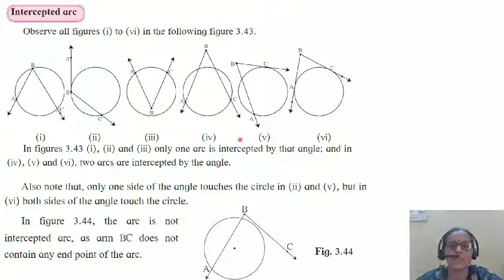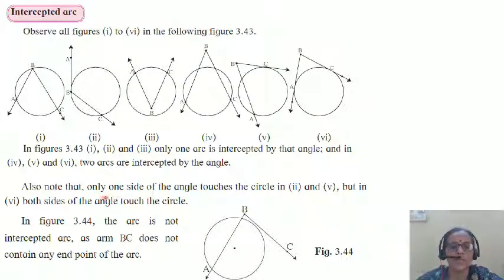And in figure number 4, 5 and 6, observe arc AC, this is intercepted, as well as this arc is also an intercepted arc. It lies between the two arms of the angle. So here two intercepted arcs, here also two intercepted arcs, here also two intercepted arcs. Observe, this is one and this is another. So in figures 4, 5 and 6 we have two intercepted arcs by the angle.